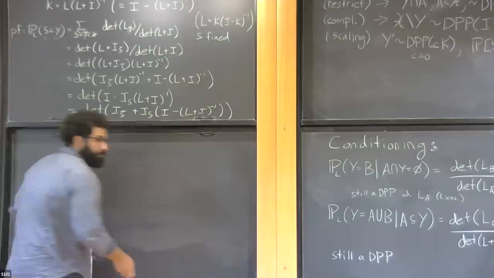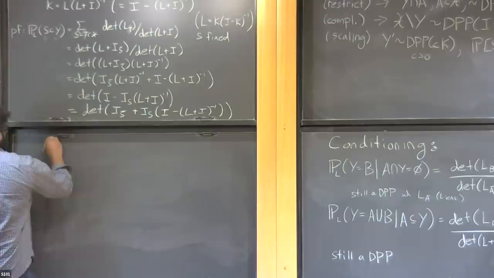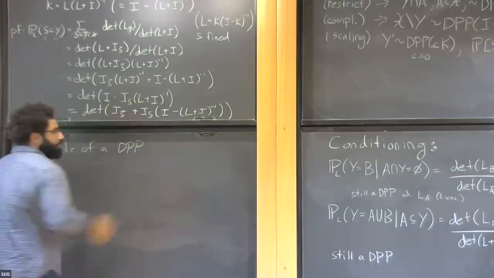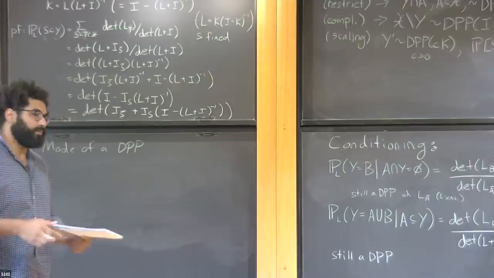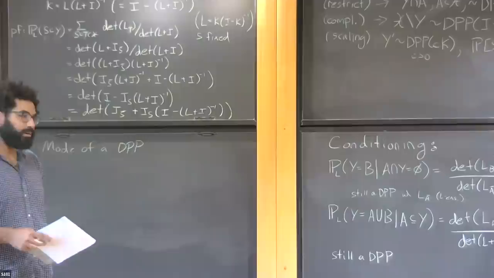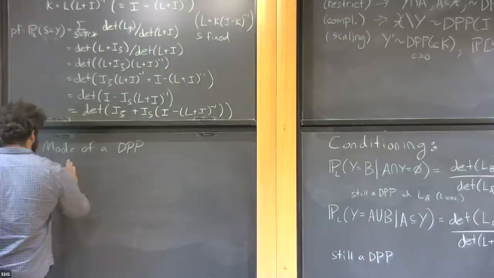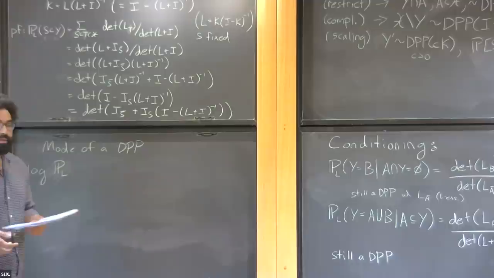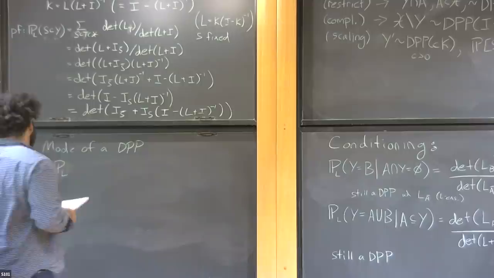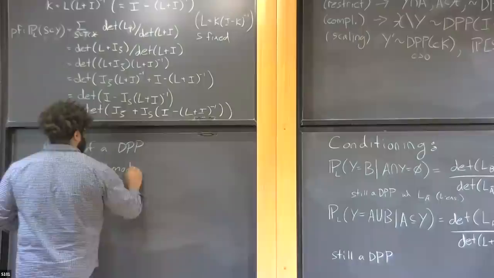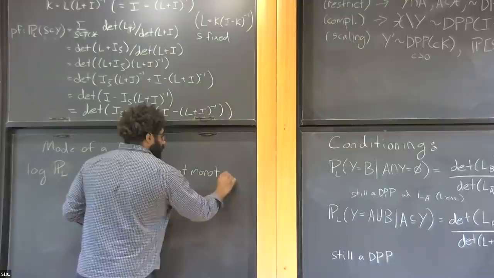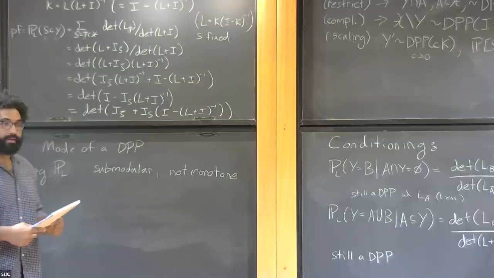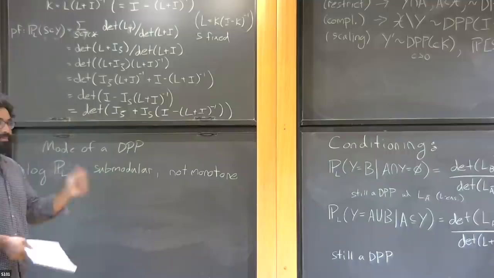It is computing the mode of the DPP. Most prevalently, you can think you have a matrix. What's the largest principal minor? Principal minors here are actually log submodular. What's the definition of mode? The most likely to occur. So P_L is submodular, but it's not monotone. And so the question of trying to compute the mode of a DPP, or in general, trying to compute the largest principal minor of a matrix, this is hard.